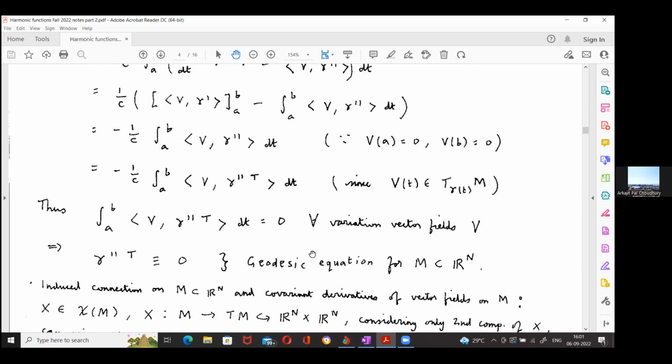And this is called the geodesic equation for M. So this shows that the length minimizing curves satisfy this second order differential equation. So we'll talk more about this next time. We're out of time, so let me stop here.